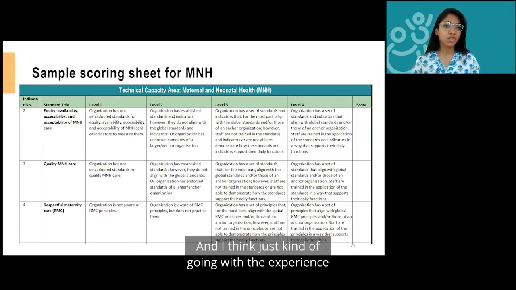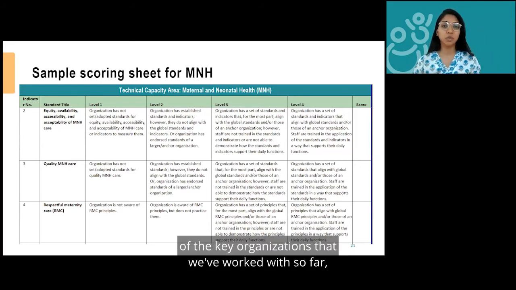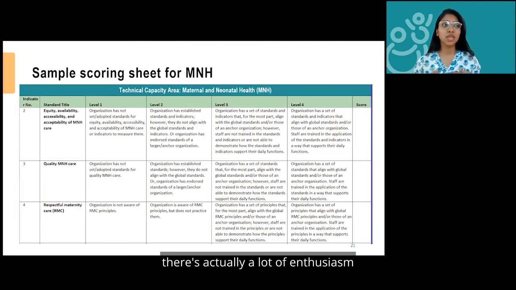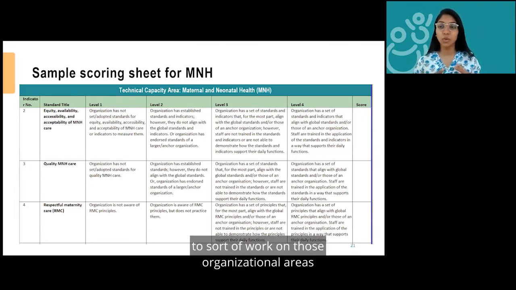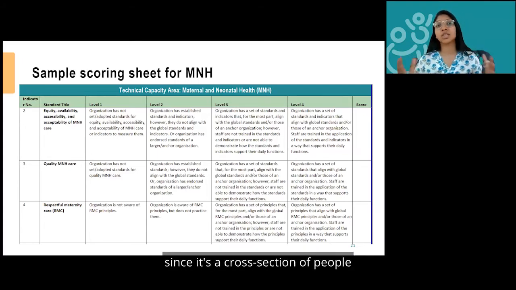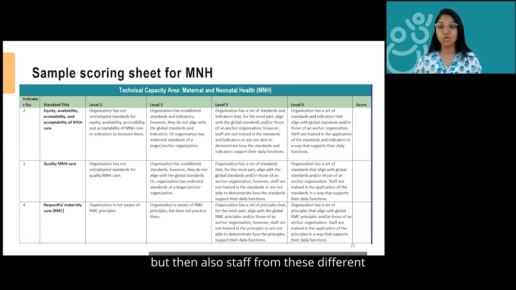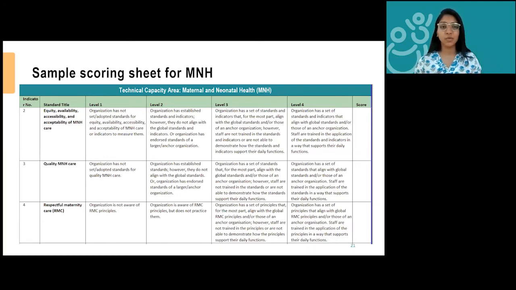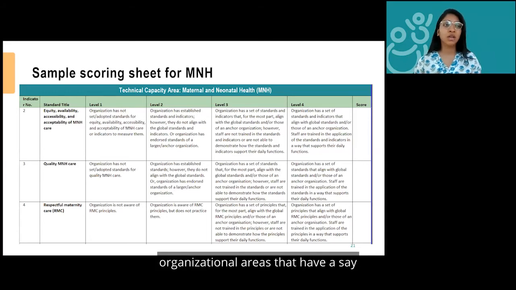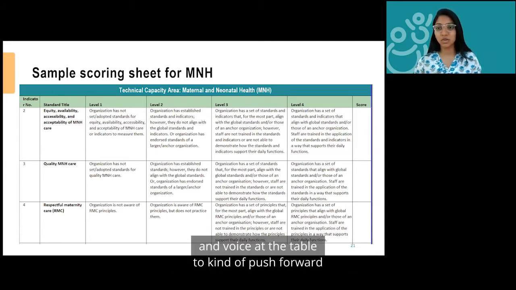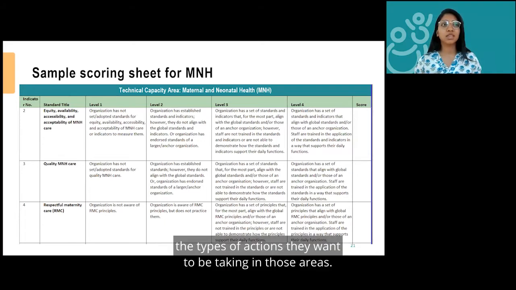And just going with the experience of the few organizations that we've worked with so far, there's actually a lot of enthusiasm to work on those organizational areas, since it's a cross-section of people who come to this workshop. So it's not just, for example, the program staff, but also staff from these different organizational areas who have a say and voice at the table to push for the types of actions they want to be taking in those areas.